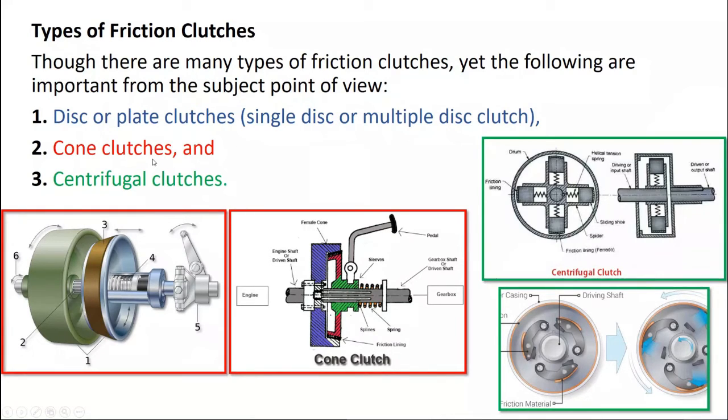Then we have cone clutches and centrifugal clutches. Cone clutch, here you can see the red figures. It is slightly tapered, slanting downwards, so one member is going inside another member. The smaller member in red color, number 3, is your friction material, and the surface on which it is mounted is your male part, and the other one, this green one, is your female part.